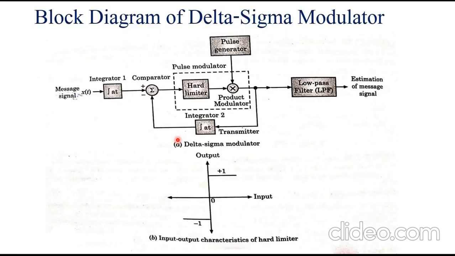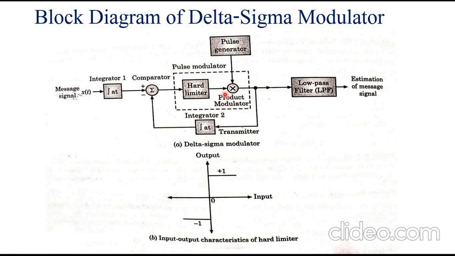This is the block diagram of the delta sigma modulator. Here x(t) is the message signal, which is a continuous time signal, and it is first passed through an integrator and a comparator. The comparator output is applied to the pulse modulator block, and the pulse modulator block consists of a hard limiter and a product modulator.